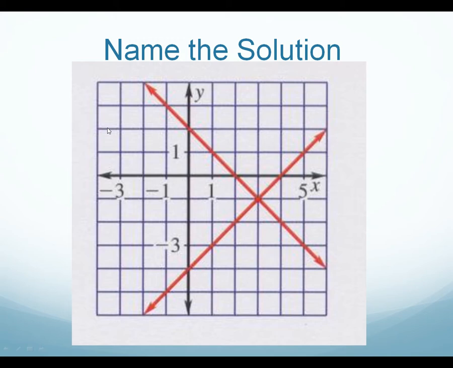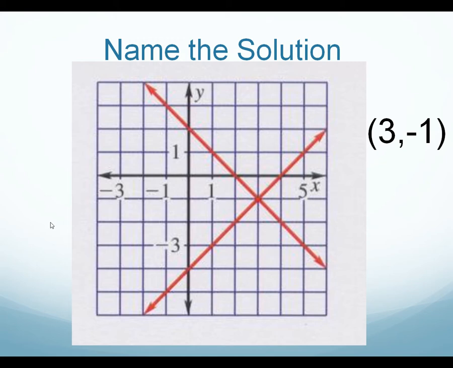All right, what about this one? Name the solution. Is it infinite solutions? No solution? Is it one solution? If it's one solution, you would write down the point where they cross. So if we look at these two lines, they do cross. Where do they cross? They cross right here, and that is the point (3, -1).